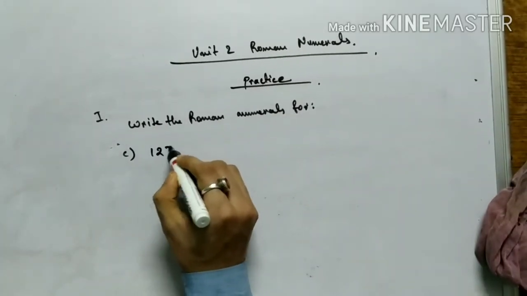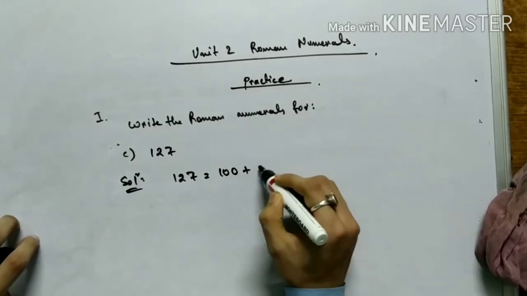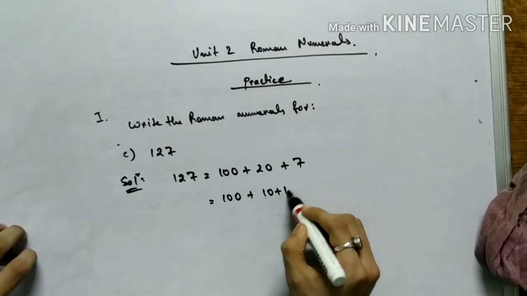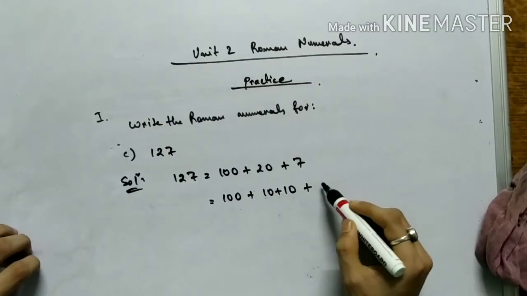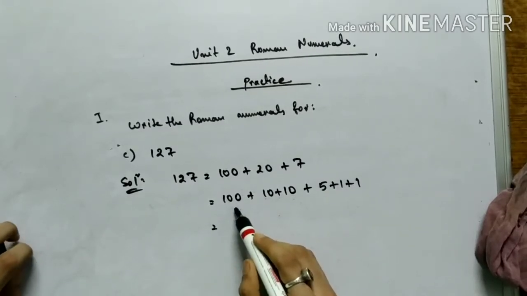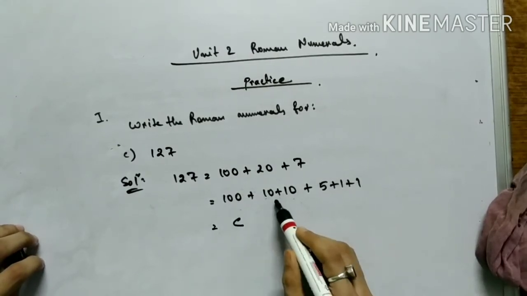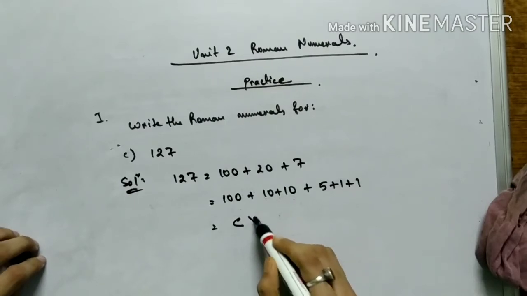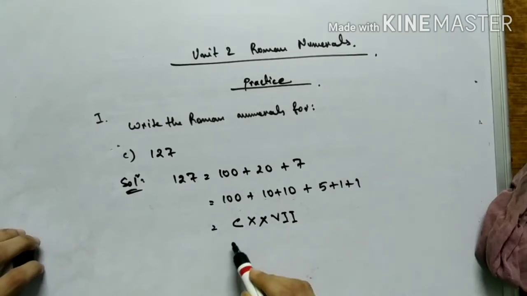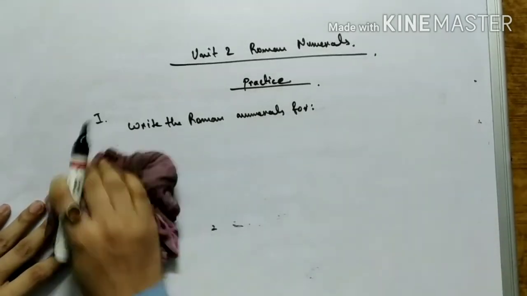Next, number C, 127. I can write it as 100 plus 20 plus 7, that is 100 plus 10 plus 10 plus 7, and 7 I can write as 5 plus 1 plus 1. So 100 will be C, and this is 10 plus 10, XX, then VII. CXXVII.